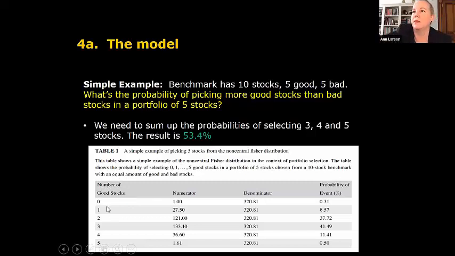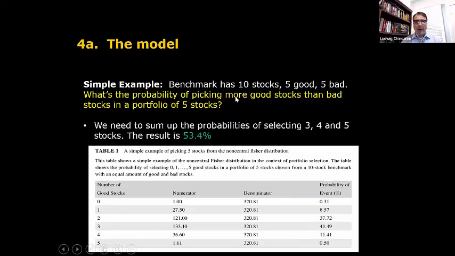So these are the number of good stocks that you pick. Remember, you're picking 5 out of 10, and this is the probability that you actually get that many. So the probability of getting 0 good stocks when you pick 5 out of 10 is very low, 0.31%. The most likely is you get 3 good stocks, 41.49%.